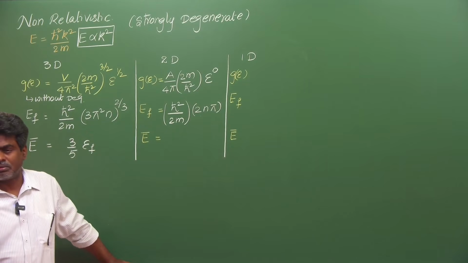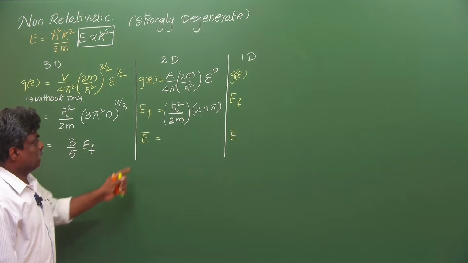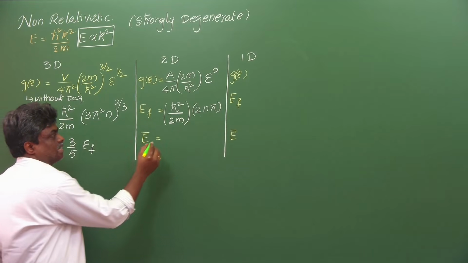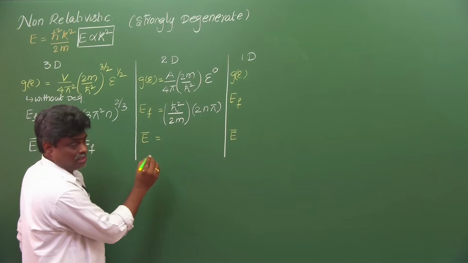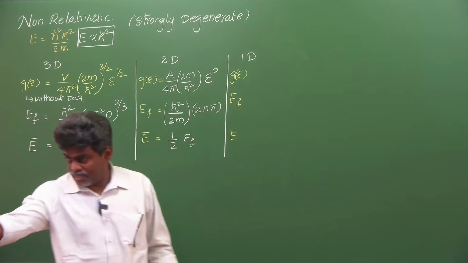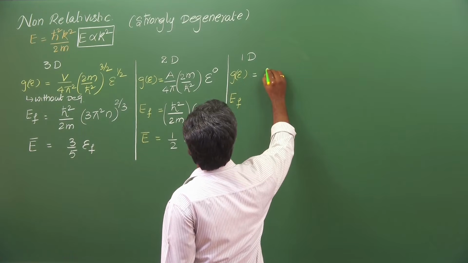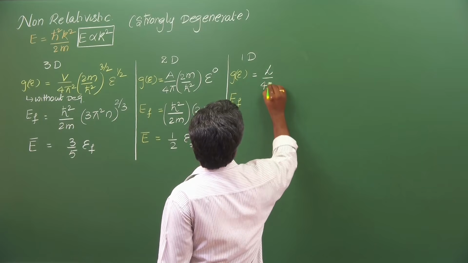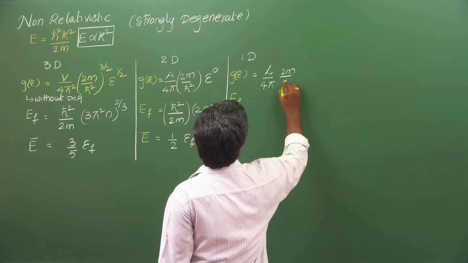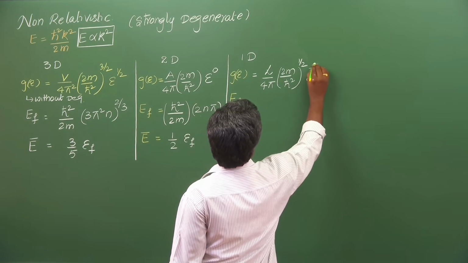Open your notebooks. Everybody completed? Those who have not completed, please go out. Next, average energy. How much did you get for the average energy? 1/2 EF. Next, 1 dimension. 1 dimension density of states, what have you written, tell me. L/4π (2m/ħ²)^(1/2) E^(-1/2).